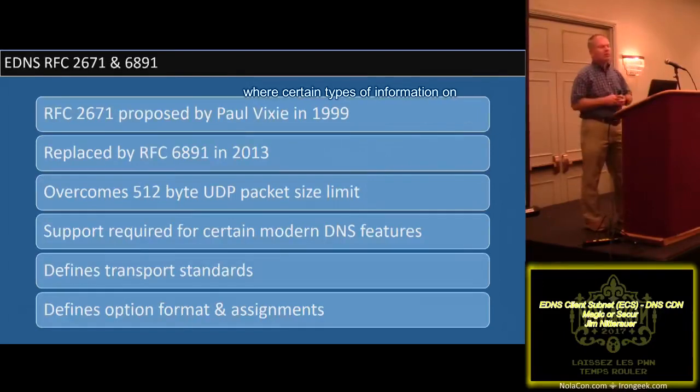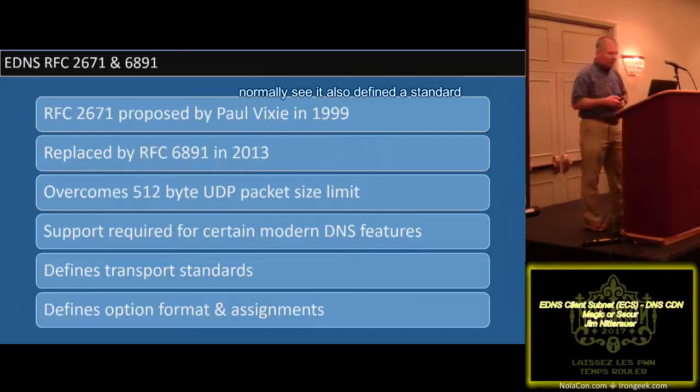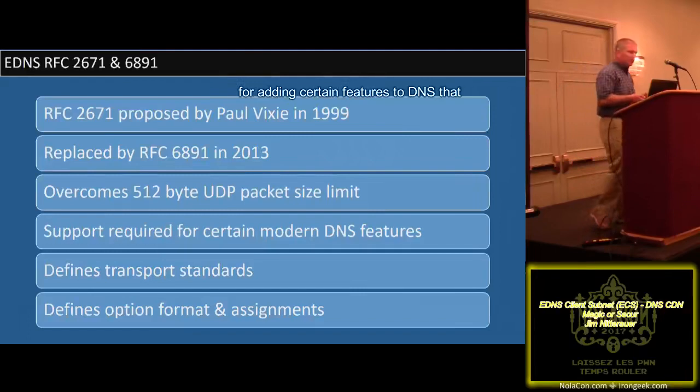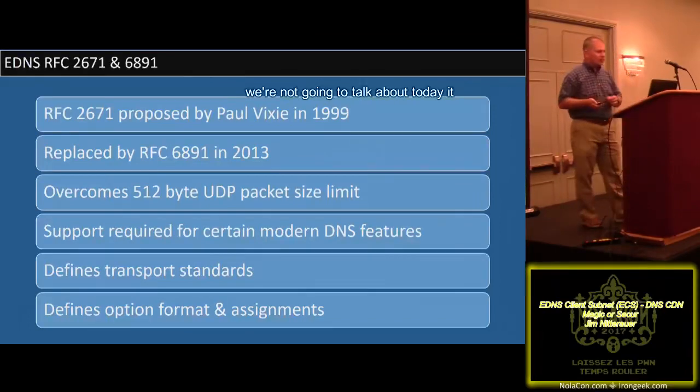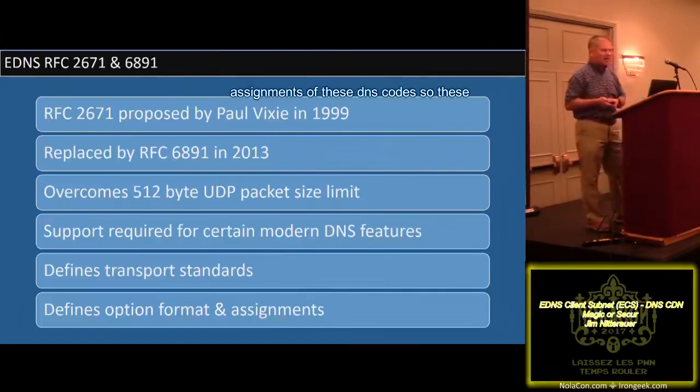There came a time where certain types of information on networks, particularly Active Directory, needed record data that's much longer than what you could fit in a normal DNS packet. So this provides a mechanism for TXT records, RRSIG records, the things that make DNSSEC work, the kinds of records that are bigger than what you would normally see. It also defined a standard for adding certain features to DNS that we're not going to talk about today. It defines some transport standards, and it defines some options in the formats and assignments of these EDNS codes.